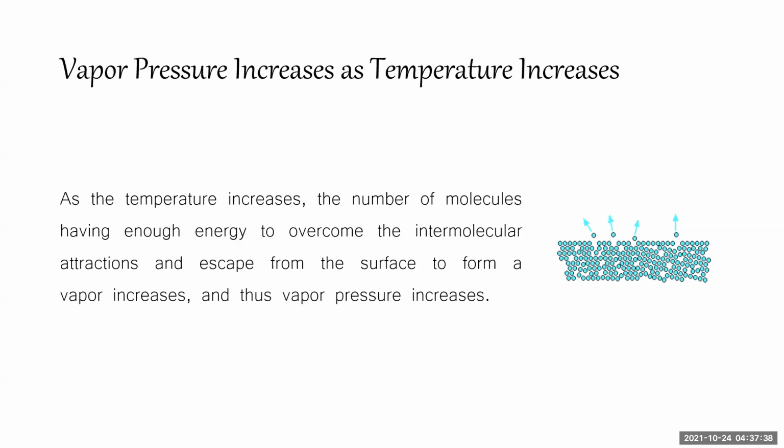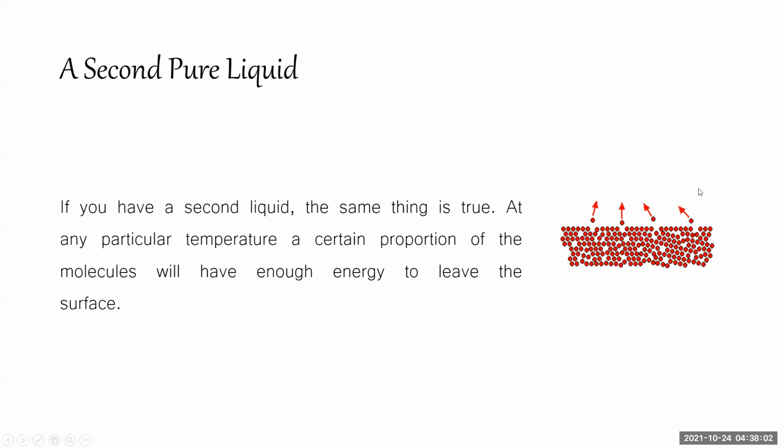So as the temperature increases, the number of molecules having enough energy to overcome the intermolecular attractions and escape from the surface to form a vapor increases, and thus the vapor pressure increases. So I would have done for this picture maybe a few more, right? If we're heating it up, maybe a few more molecules have enough energy, and so more molecules are escaping, forming a higher vapor pressure.